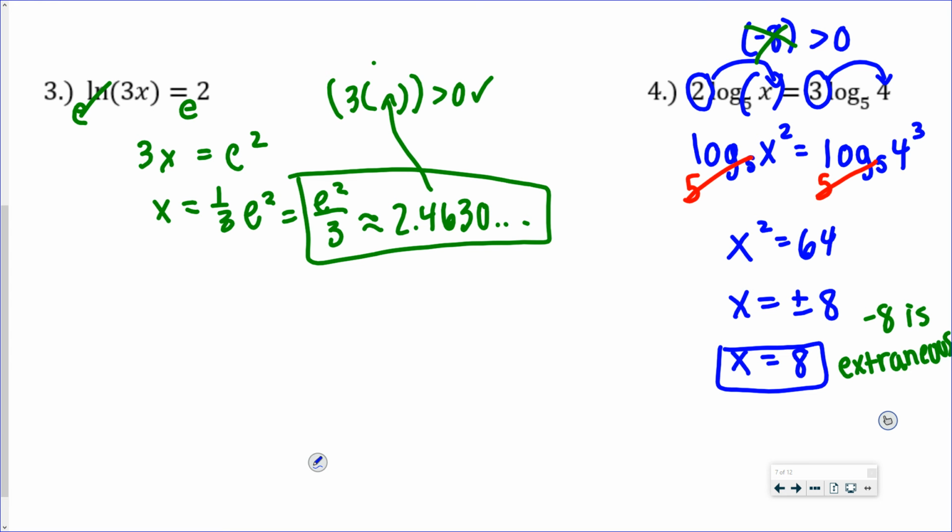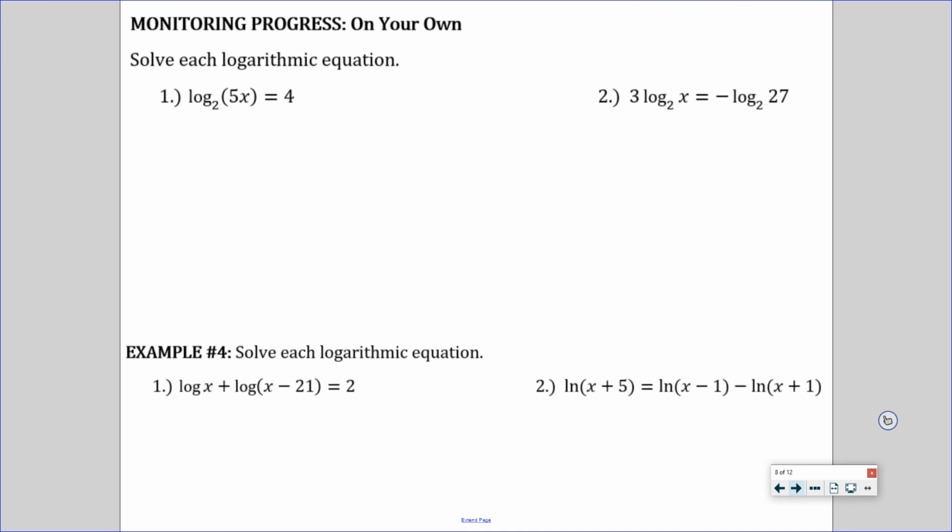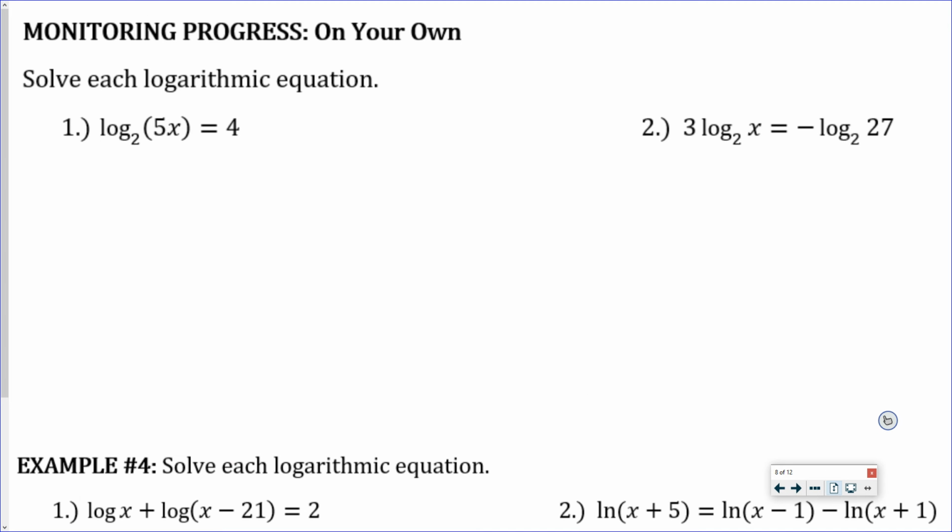Okay, good job, guys. Okay, I have 2 for you to practice. Aren't these fun? I like log equations better than exponential equations. All right, you just practice these first 2. And don't move on any further.